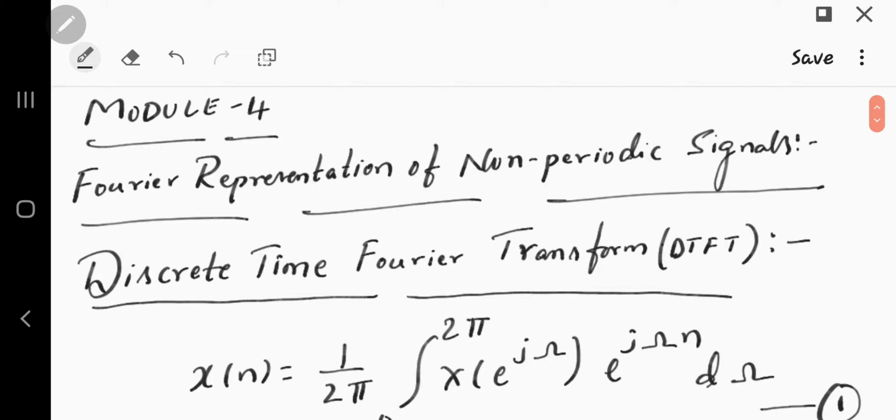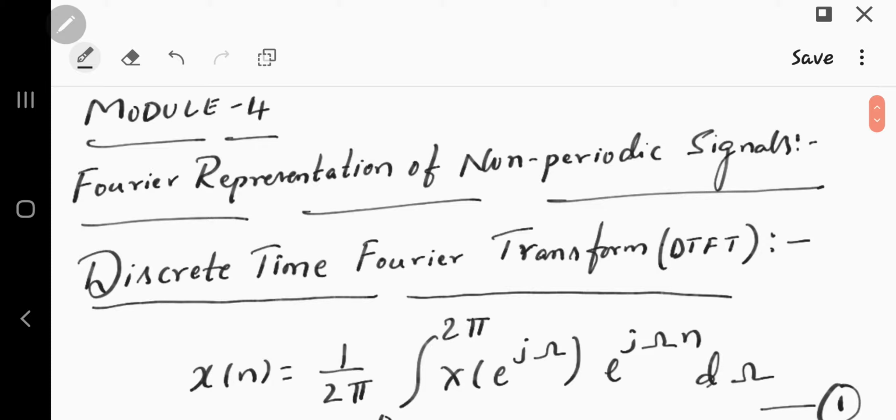Now here we are considering both continuous time signals and discrete time signals. For a continuous time signal, it is the Fourier transform or continuous time Fourier transform. For discrete time signals, it is the discrete time Fourier transform. We'll stick to the discrete time Fourier transform and consider only discrete time signals. The short form of discrete time Fourier transform is DTFT, and usually it will be mentioned in this way.